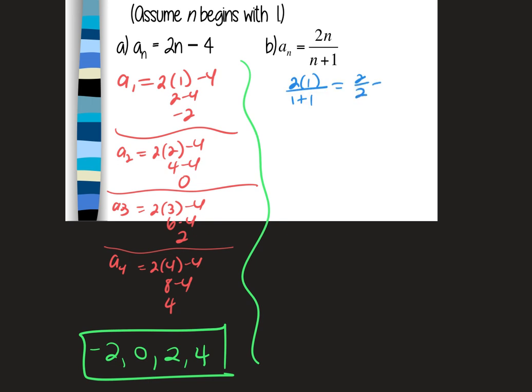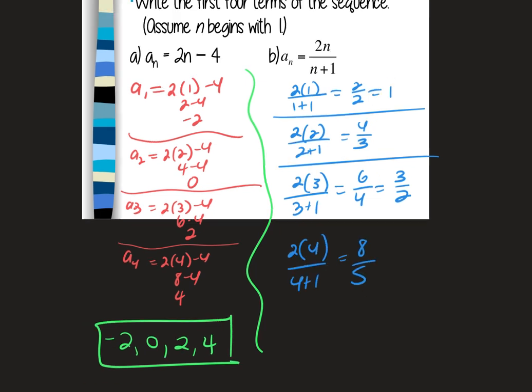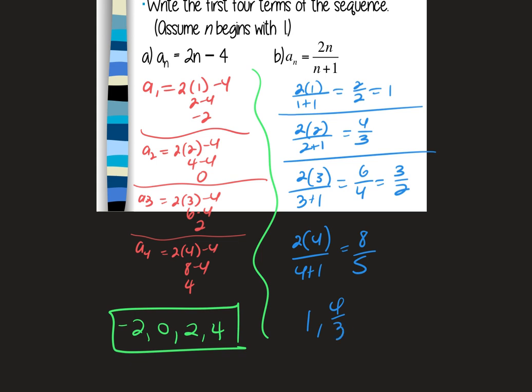2 times 1 over 1 plus 1, or 2 over 2, which is 1. That's the first term. 2 times 2 over 2 plus 1 is 4 over 3. That's the second term. 2 times 3 over 3 plus 1 is 6 over 4, which is 3 over 2. And then the fourth term, 2 times 4 over 4 plus 1, is 8 over 5. So our terms are 1, 4/3, 3 halves, and 8/5.